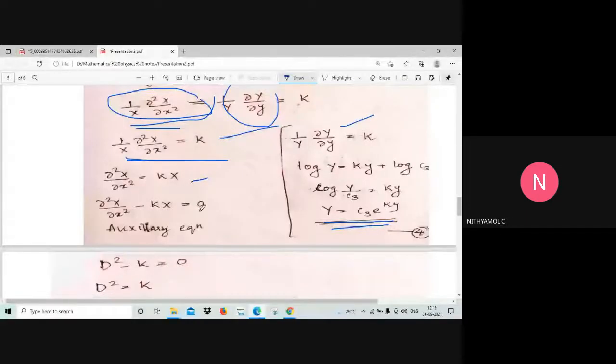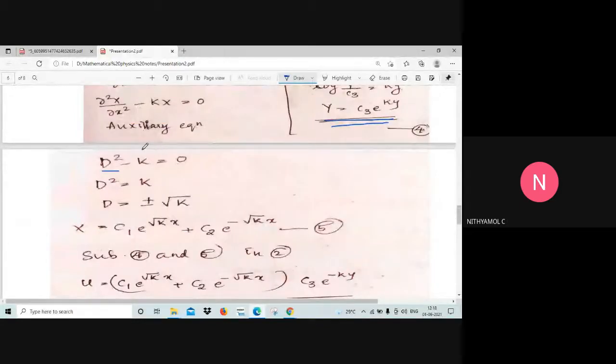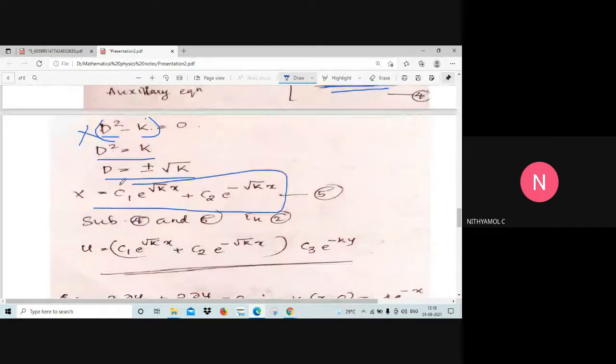So we can substitute, instead of dou square x by dou x square, d square. That is d square minus k is equal to 0. That is d square minus k into x equal to 0, that is d square minus k is equal to 0. So d square is equal to k, or d is equal to plus or minus root k. And in this type of auxiliary equation, we have the solution x equal to c1 into e raised to root k into x plus c2 into e raised to minus root k into x. So we got the solution for x and y.